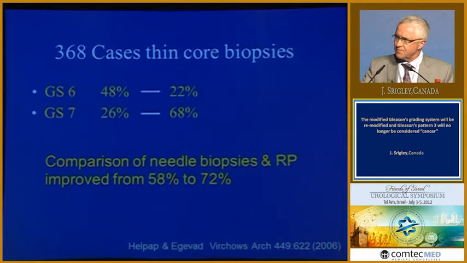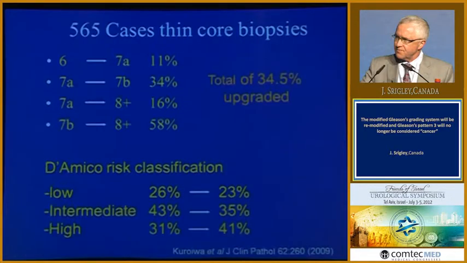You can see that there's a reduction now with the modern Gleason system, going from 48% Gleason 6 to 22%, Gleason 7 going from 26 to 68%. And this has resulted in improvement in the rates of correlation between needle biopsies and radical prostatectomy Gleason scores.